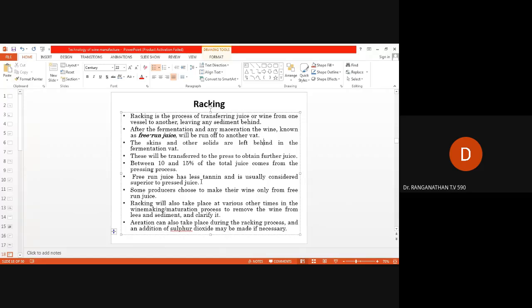So, this goes for a further filtration step. Between 10 and 15% of the total juice comes from the pressing process. Free run juice has less tannin and is usually considered superior to pressed juice. The wine that we normally get comes from two sources: one is the free run juice, which comes directly, and the second is the pressed juice. Pressed juice will contain the skin part and other things.